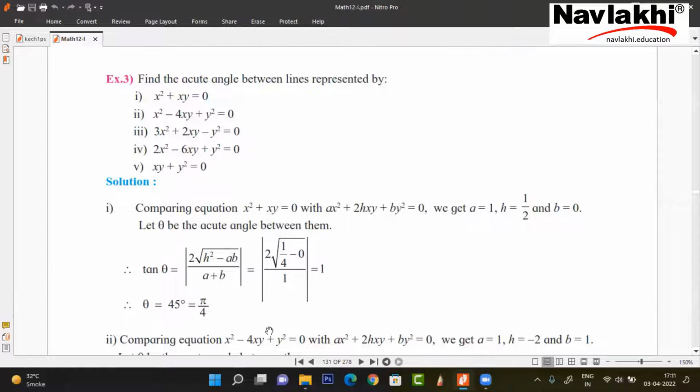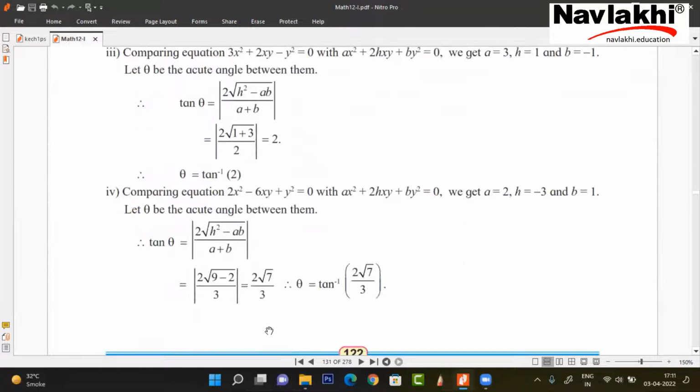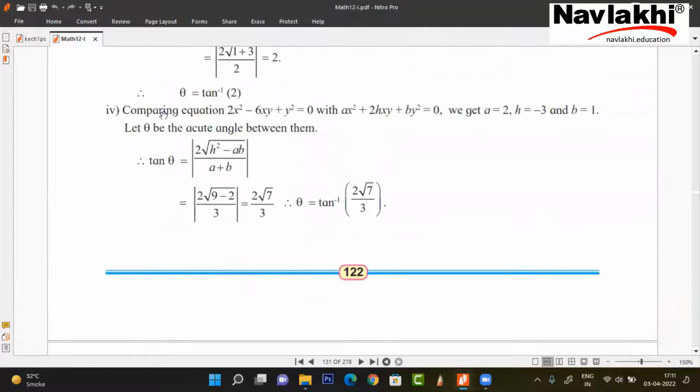All these are super important HSC CET questions. Doubts, any? All 5 parts are the same, so properly solve them. If they are non-standard angles, like the fourth one, 2 root 7 upon 3, leave the answer like that. In the ABCD options, it will be in this format only: tan inverse 2 root 7 upon 3.